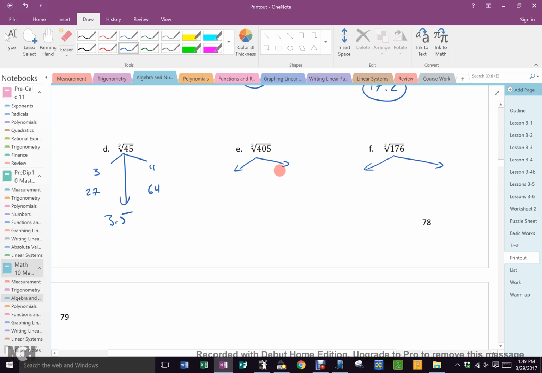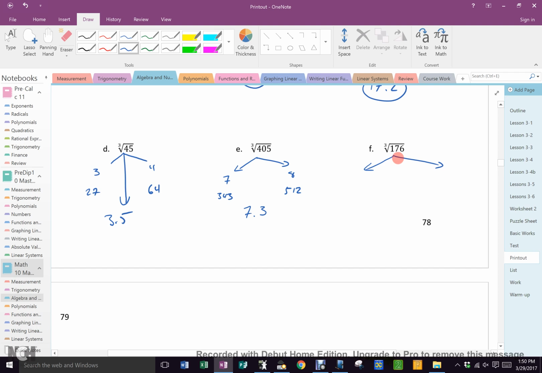What's 405 between? 7 and 8, which is 343, 512. 60 away from there, 100 away from there. Slightly closer to here, right? So 7 point what? 3? Because it's got to be less than half. Good job, Sarah. I'm not even going to check, because you're right.